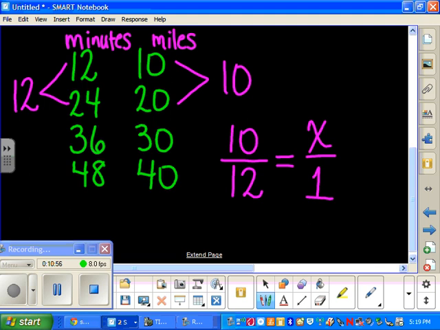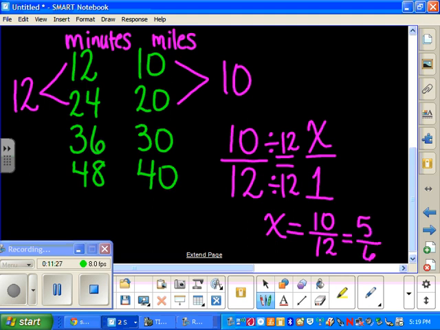Okay, we can do this a couple of different ways. We know that we would divide 12 by 12 to get 1, so we would divide 10 by 12 to do it that way. Or we can cross multiply and divide. And I'm going to show you this by dividing by 12. If I divide this by 12, it's the same thing as multiplying by 1/12. And what we're going to end up with is x equals 10 divided by 12. And this will simplify to 5/6.